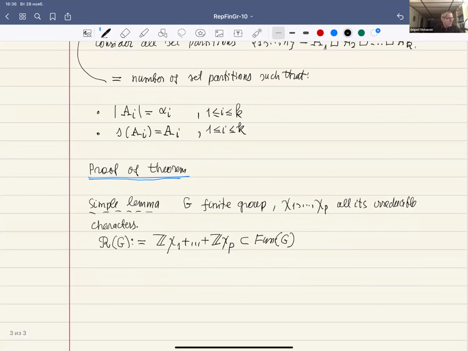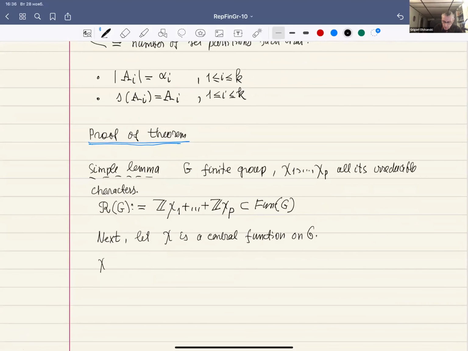And now assume that chi is a central function on G. So the claim is as follows: chi is an irreducible character.